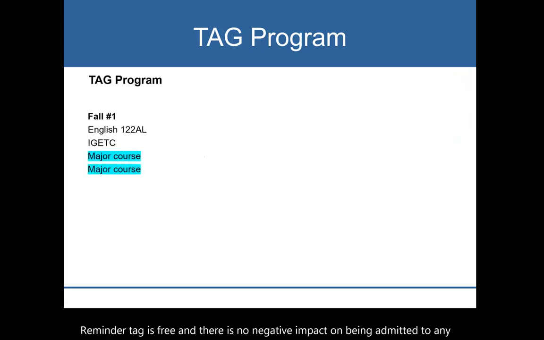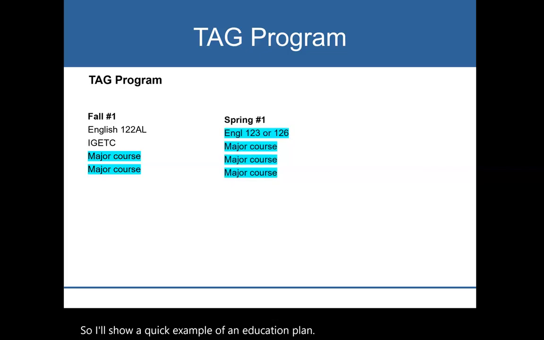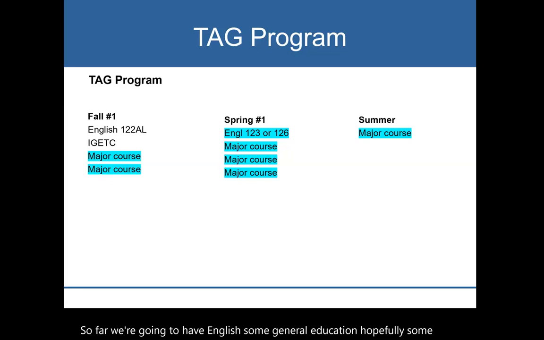So I'll show a quick example of an education plan. So fall, we're going to have English, some general education, hopefully some major courses. This is your first fall, your first spring, and your first summer. So that's your first year at DVC. By the end of that year, if you're going to only be at DVC for 2 years, you want to make sure that you have 30 units done by the end of that summer.